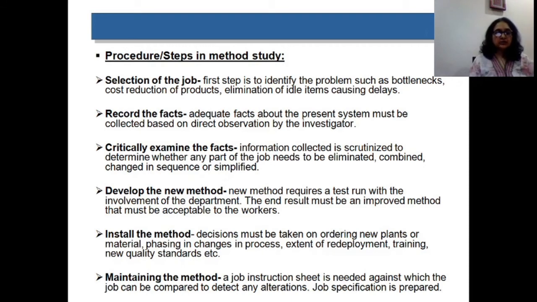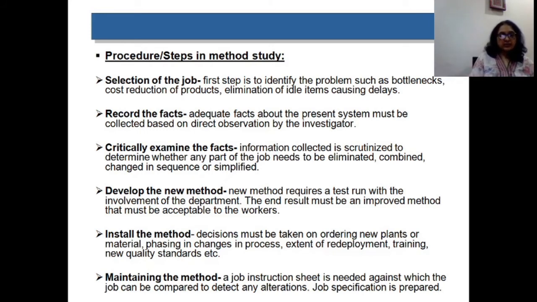Now, third is critically evaluating the facts. Now, information collected is scrutinized to determine whether any part of the job needs to be eliminated, combined, changed in sequence, or simplified. So, after you have collected the information, it has to be scrutinized in detail and see whether the existing job needs any kind of modification, or if it needs any kind of simplification, or if it needs any kind of change in sequence, or so on.